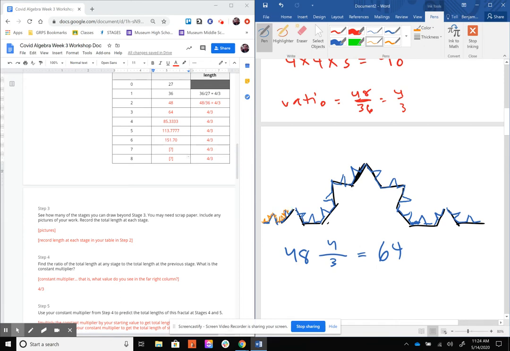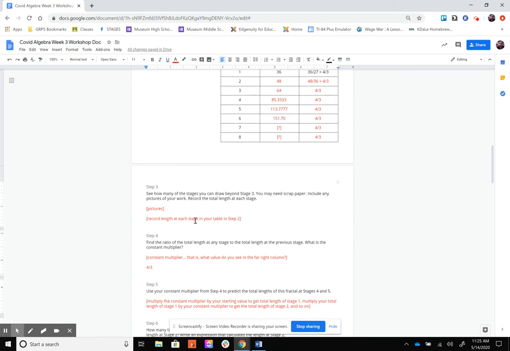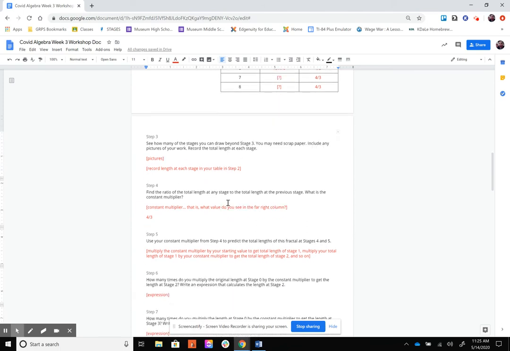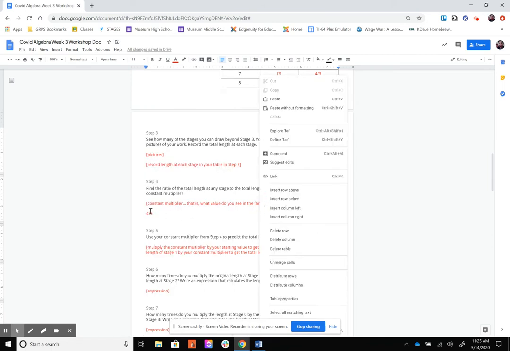But you'll notice just drawing on this is a little bit small. So after we get through stage 0, 1, 2, getting to stage 3 is really the hope that we have the pattern down. So if you did pictures, great, put them here. And then we've got our lengths that we're recording in the table. Constant multiplier, we found out that we multiply everything by 4/3.